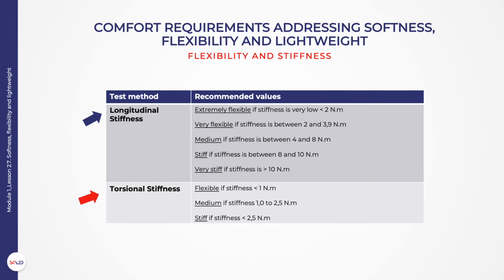The recommended values for torsional stiffness are as follows: classed as flexible if stiffness is less than 1 Nm, medium flexible if stiffness is between 1 and 2.5 Nm and stiff if stiffness is greater than 2.5 Nm. There are no ISO/DR guidelines available for softness and lightness.